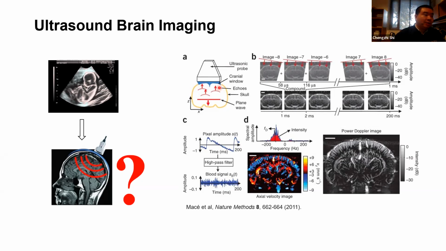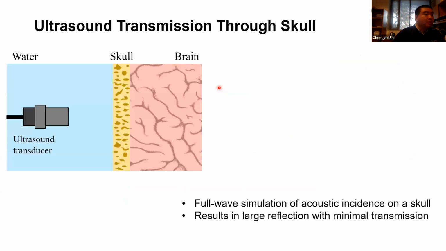So let's see what happens if you have a thick skull and you try to image through it. Let's put an ultrasound transducer through the skull, and let's assume this is submerged in water. Actually, in the real clinical setting, this is not water, but instead ultrasound gel, which has similar properties to water. So in our study, we just use water for simplicity, and try to see if the ultrasound can get into the brain.